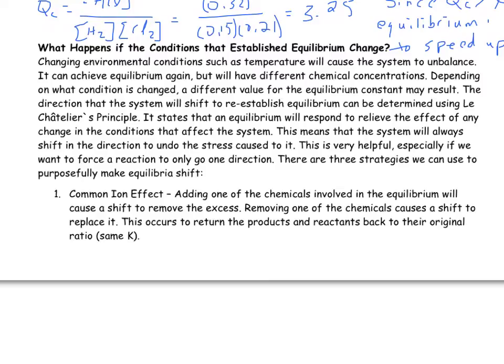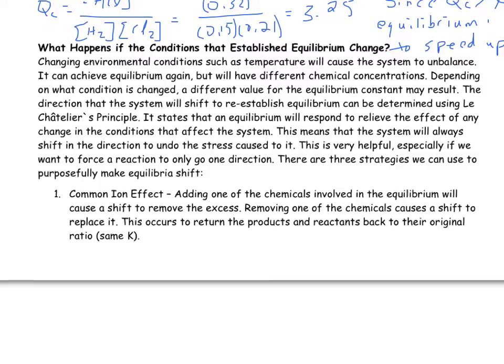Many reactions create equilibria that are unwanted, so how can we change that? Changing environmental conditions, such as temperature, will cause the system to unbalance. It can achieve equilibrium again, but the system will have different chemical concentrations. Depending on what condition is changed, a different value for the equilibrium constant may result. The direction that the system will shift to reestablish equilibrium can be determined using Le Chatelier's principle.